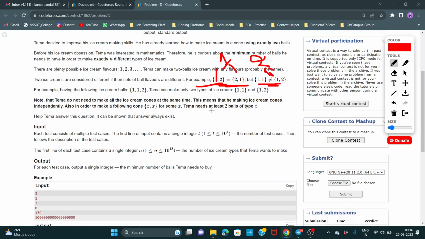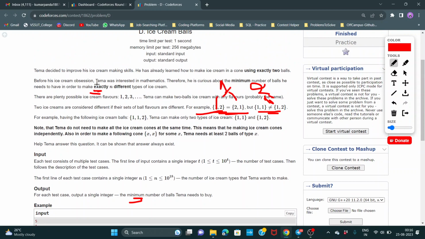So in this way you can distinguish between two ice creams, and you have to tell the minimum number of balls you need to make exactly n different types of ice cream. Just focus on that word exactly. So this is the problem statement, and you have to tell the minimum number of balls. So how are you supposed to approach this problem?